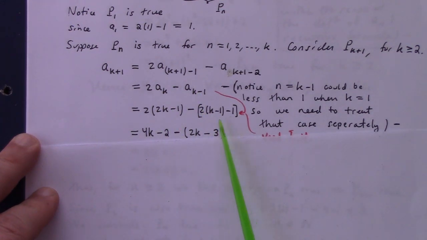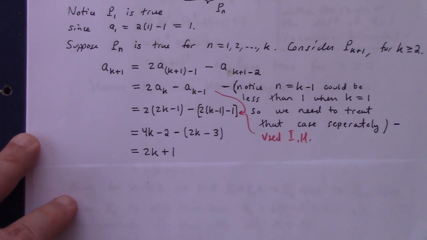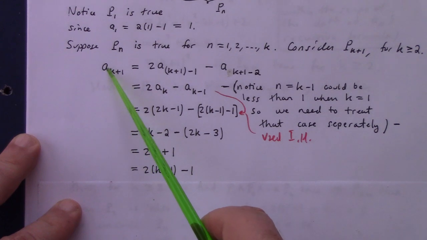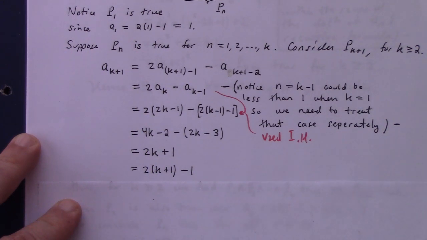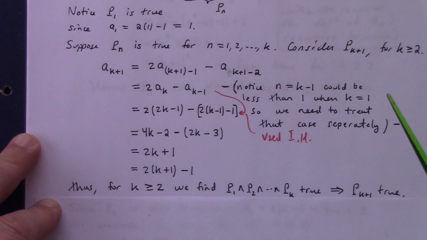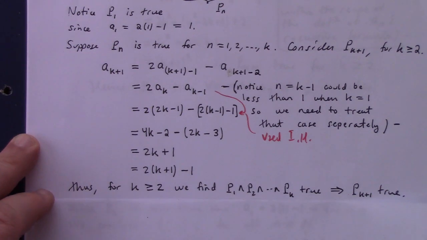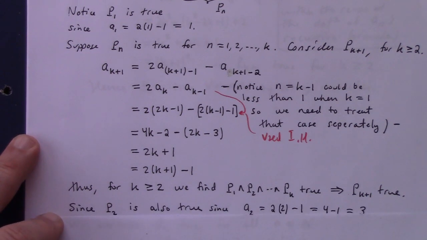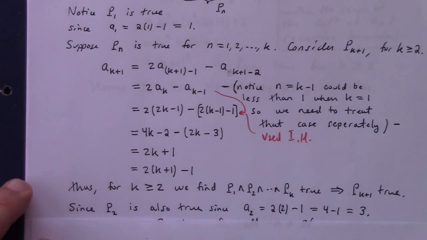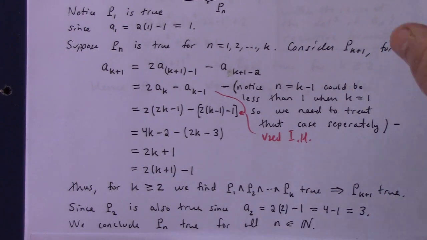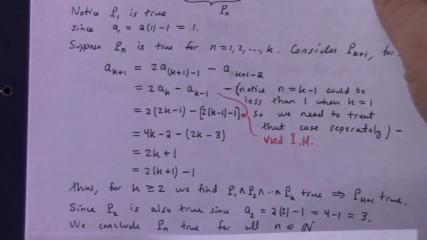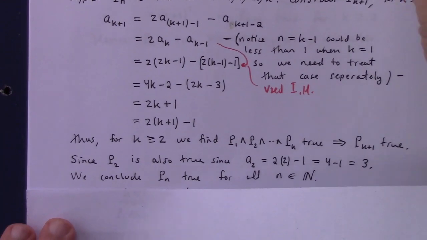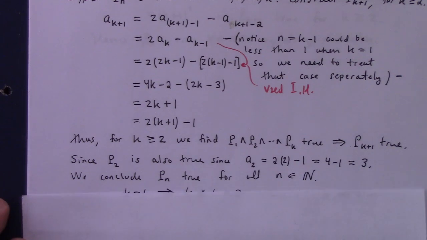So there we go. And then algebra gives us this, which then gives us this, which then gives us what we want, namely that a sub k plus 1 is twice k plus 1 minus 1. That's the induction claim. Thus, for k greater than or equal to 2, we find that P1 and P2 through Pk true implies that Pk plus 1 is true. All right. Notice the very important introduction of the word true there. That was to be assumed before, but I don't think I emphasized it, perhaps. Maybe I emphasized it, maybe I didn't. I guess we can all review the tapes.